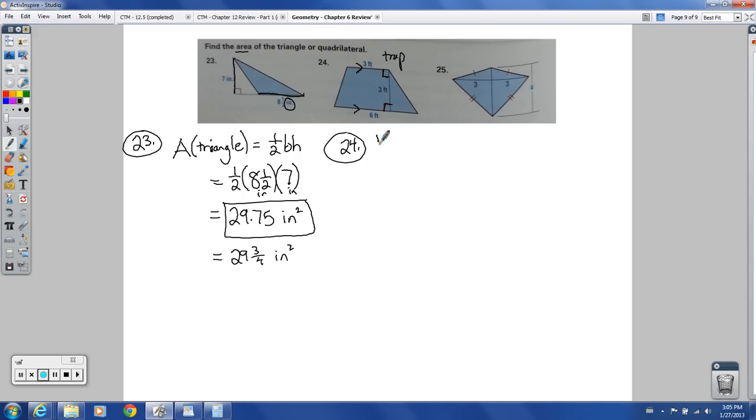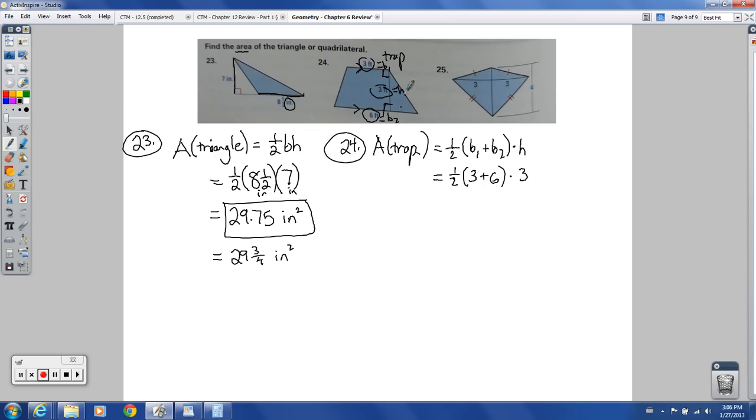And for the trapezoid, the area of the trapezoid was 1/2 of, or in other words, the average of the bases times the height. So we can do the average of the bases times the height. If you write the height in front here, that's okay too, but it's the half. I like to write it like this sometimes because that just reminds me it's the average of the bases times the height. So I have 1/2 of 3 plus 6 times the height, which is 3. So these are my two bases, and this one is my height.